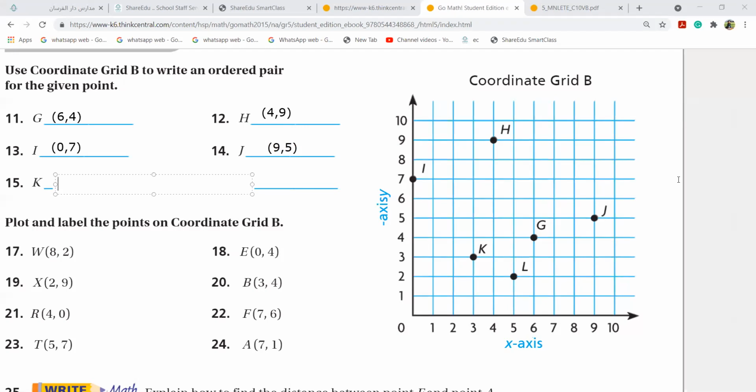Jude Fahad. Yes, K. Where is the point K? Do you want me to explain, Jude? Yes, I was going to tell you. I didn't really understand it.